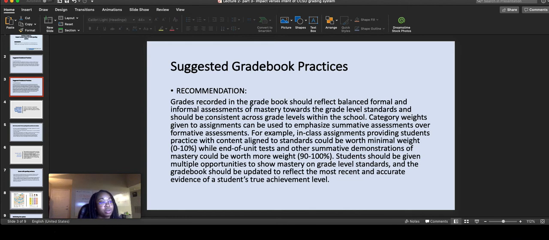So it says grades recorded in the gradebook should reflect balanced formal and informal assessments. So that balance is determined by the balance system that I shared with you, and informal assessments of mastery towards the grade level standards and should be consistent across grade levels within the school. Category weights given to assignments can be used to emphasize summative assessments over formative assessments. And they give examples, but it says at the end, students should be given multiple opportunities to show mastery on grade level standards, and the grade book should be updated to reflect the most recent and accurate evidence of a student's true achievement level.